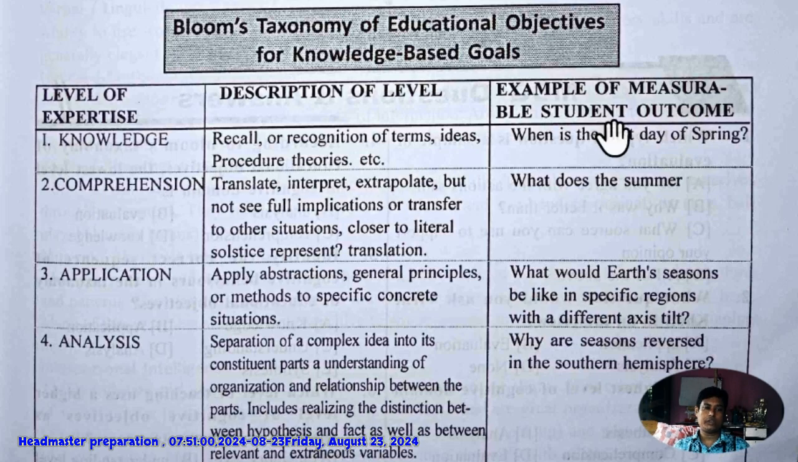Comprehension. Interpret, extrapolate, but not see full implications or transfer to another situation. Closer to literal translation. What does the solstice represent? What does the summer solstice represent? Application. Applies abstractions, general principles, or methods to specific concrete situations. What would Earth's seasons be like with a different axis tilt?